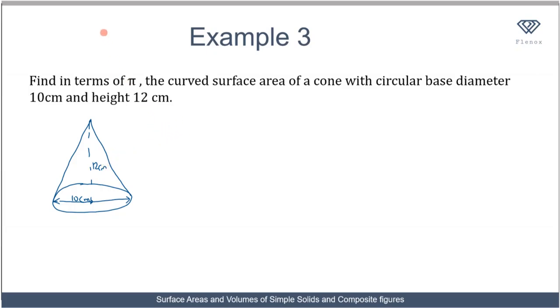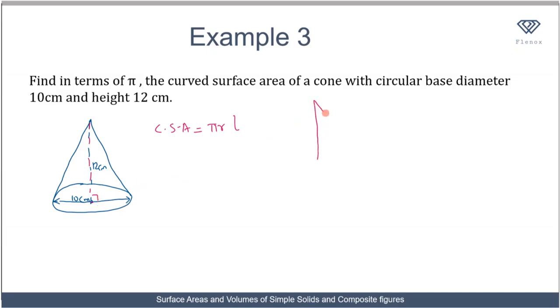Now the curved surface area of a cone is given as what? If we check the formula, it is given as pi r l, where r is the radius and l is the curved length, or this curved length over here. But I'm not given the value of this curved length, but we know that we can bring out this triangle over here, and when I bring it out, I'm going to quickly sketch that out.